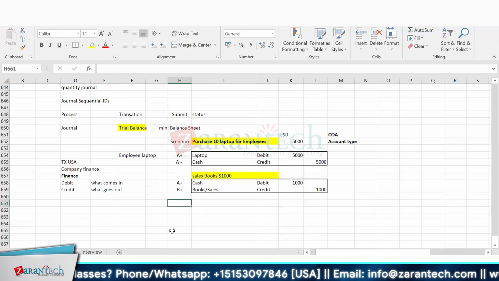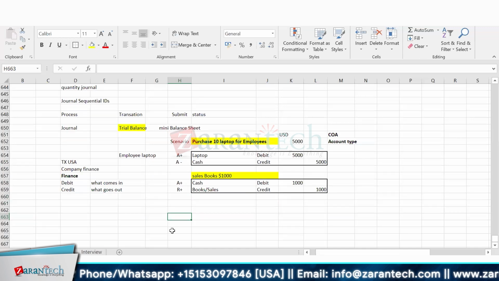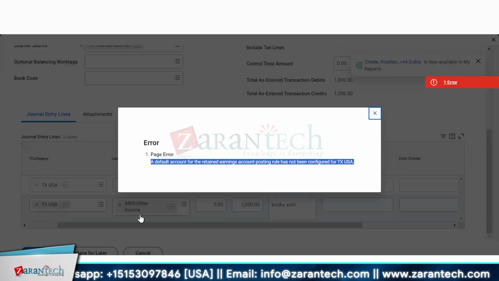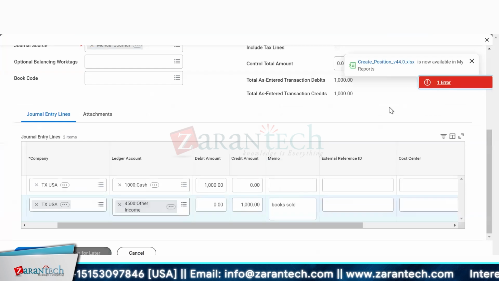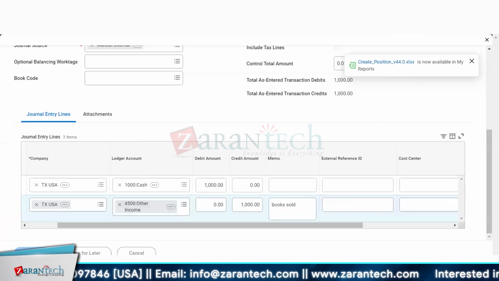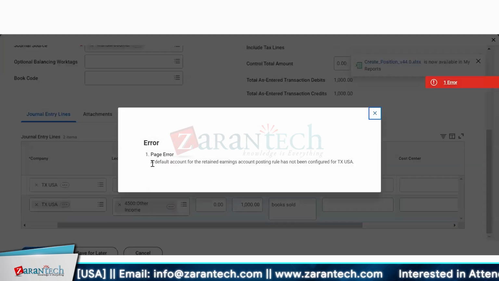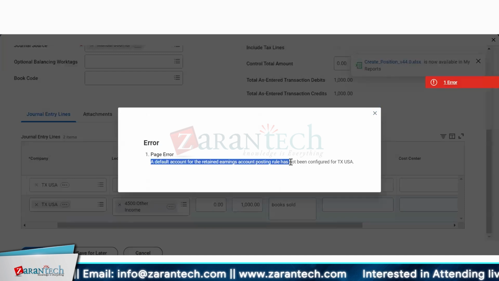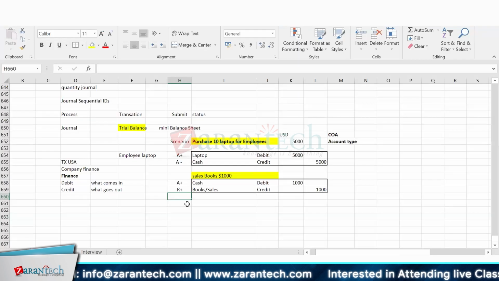I think we didn't configure other income, right? No, we didn't configure. That's why it is appearing here. Okay, other income. But this error is a typical finance error. If you have a good concept of finance, then you understand this error. Otherwise, okay, what is the retained earning now?